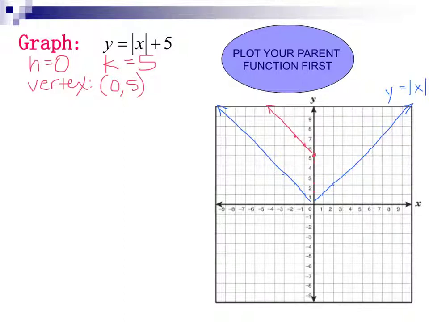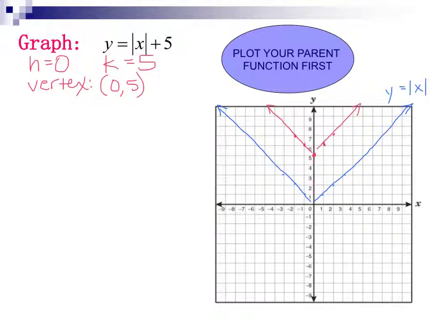On the right side, we'll do exactly the same. We'll shift our 1, 1 up 5 units. 1, 2, 3, 4, 5. We'll have a point here. And we'll shift our 2, 2 up 5 units, 1, 2, 3, 4, 5, and we'll have a point here.